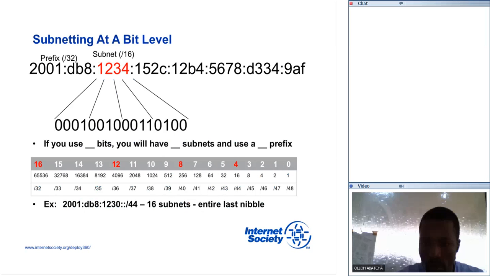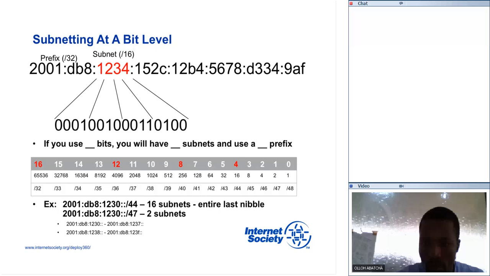Just to look at this, if you use a certain number of bits, you'll have a certain number of subnets, and you can use a prefix. If you look at this little cheat sheet I've given you, at the middle row, the number of subnets, if you want 2 subnets, that means you're going to use 1 bit, and so you'll assign out a /47. If you want to break it up into 4 subnets, you would give out a /46. You start calculating it this way.